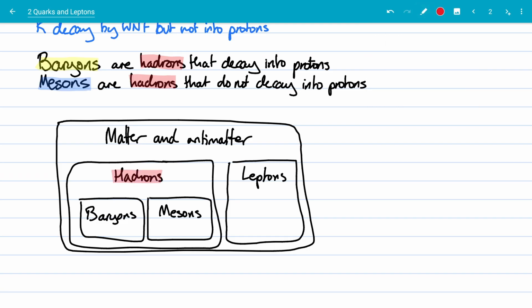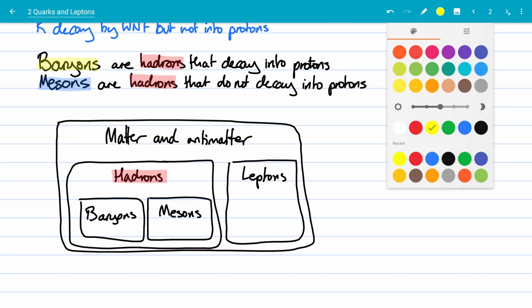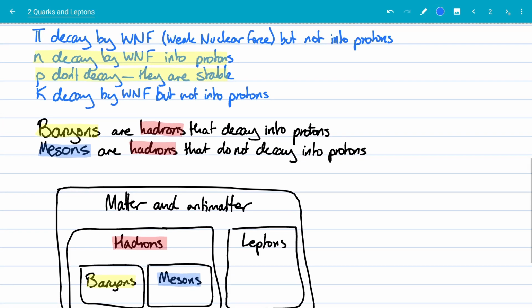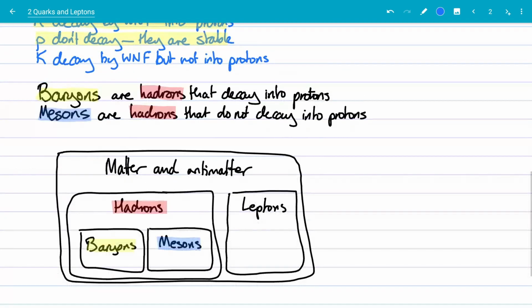So hadrons, let's use my color highlighter. Let's try to be consistent with our notation so that when we come to revise, we've got that extra little bit to help us. Do I use green for leptons? Yeah, I use green for leptons. Of course, next lesson, I'll forget all about this and use different colors.